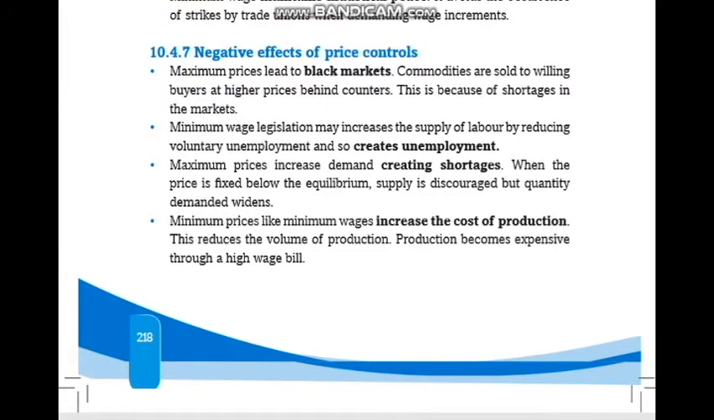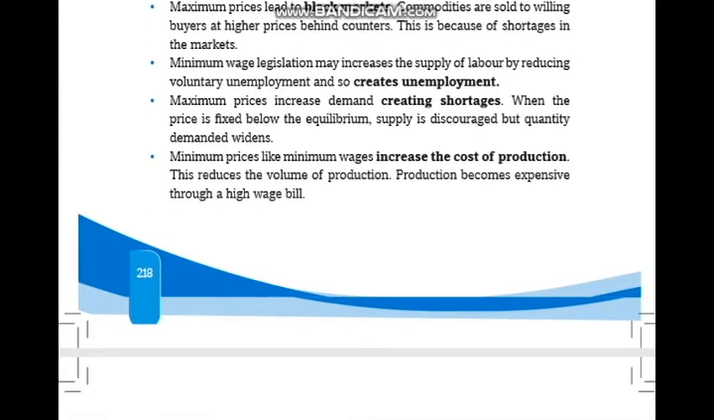Negative effects of price controls. Maximum prices lead to black markets. Yes, black market. Commodities are sold to willing buyers at higher prices behind counters. Minimum wage legislation may increase the supply of labor by reducing voluntary unemployment and so create unemployment.